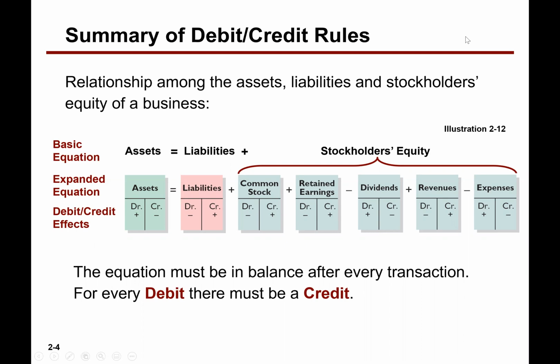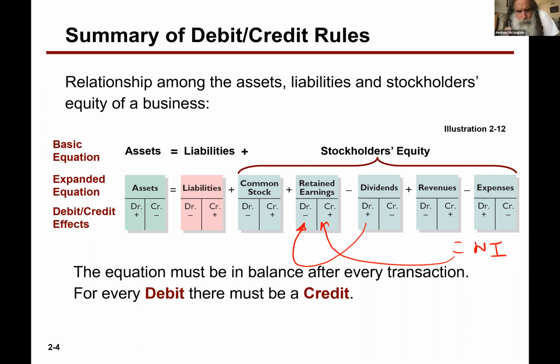Okay. So I've got what? Revenue minus expenses equals what? What's NI? Net income. Net income does what? Increases my retained earnings, and then my dividend does what? Comes out of my retained earnings, right? And that was how we came up with our retained earnings balance. Okay.